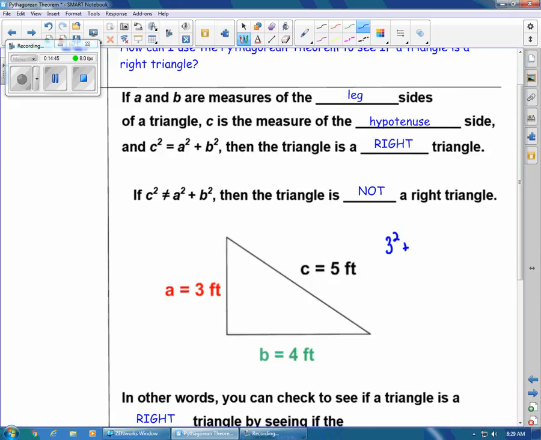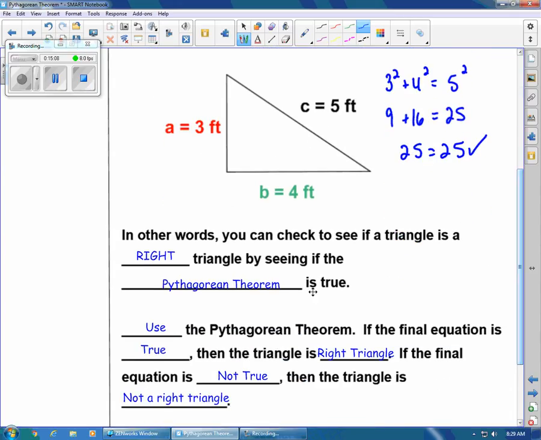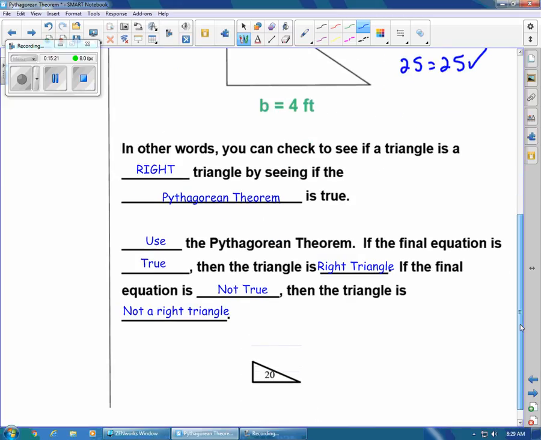Is 3 squared plus 4 squared equal to 5 squared? Let's see, 3 squared is 9, 4 squared is 16, 5 squared is 25. Is 9 plus 16 equal to 25? Let's see, 9 plus 16 is 25, and 25 is equal to 25, so that one works. In other words, you can check to see if a triangle is a right triangle by seeing if the Pythagorean theorem is true. If the final equation is true, then the triangle is a right triangle. If the final equation is not true, then the triangle is not a right triangle.